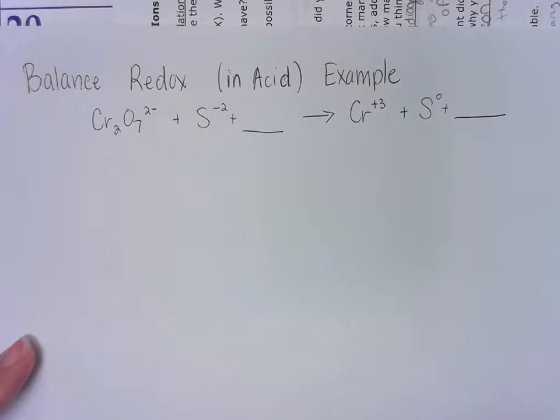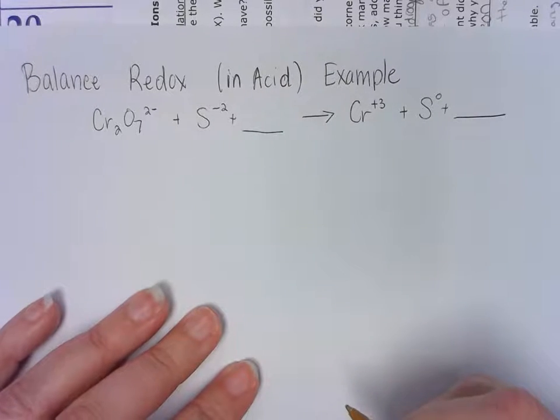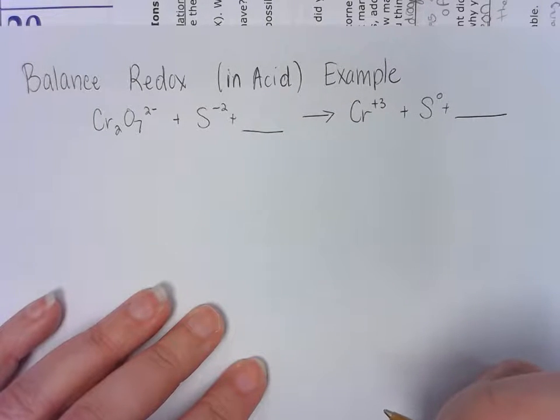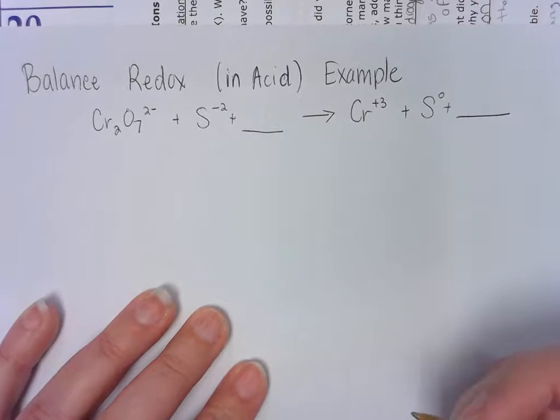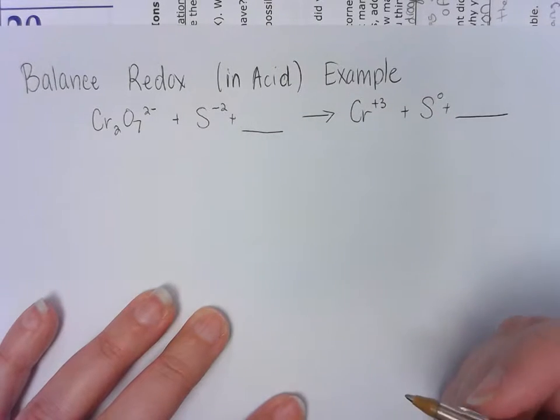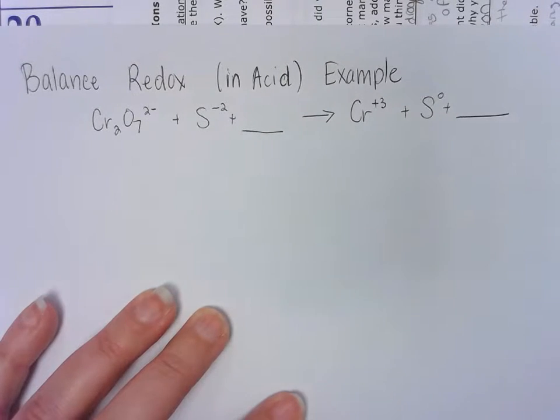Alright, so I'm going to do an example for balancing redox in acid. I may have done one like this in the classroom, but I thought I would record me doing this so that if you got stuck, you could go back and look at the steps that I've done. The first thing that you want to do is figure out the oxidation states of all the substances in the example that they've given you.